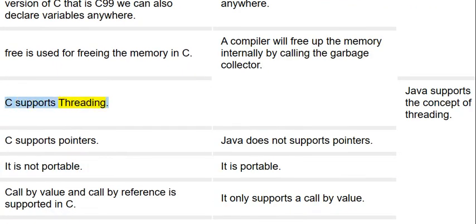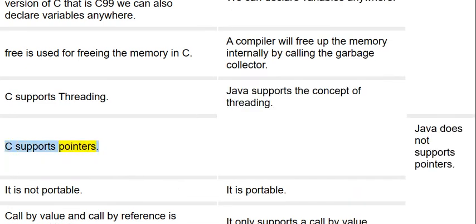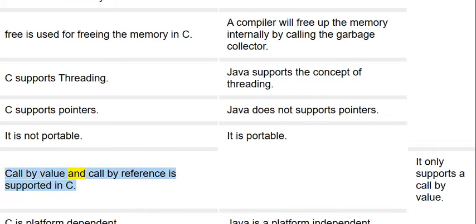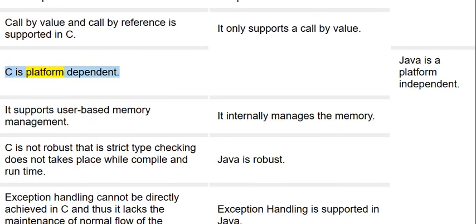C supports threading. Java supports the concept of threading. C supports pointers. Java does not support pointers. C is not portable. Java is portable. Call by value and call by reference is supported in C. Java only supports call by value. C is platform dependent. Java is platform independent.